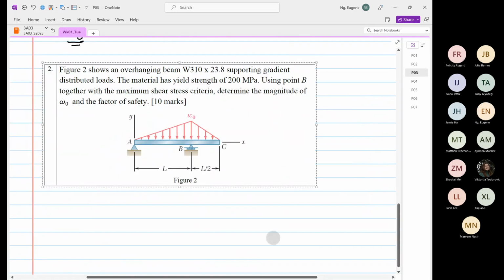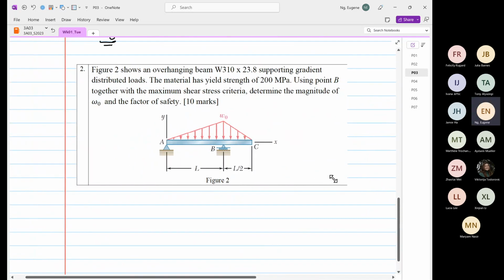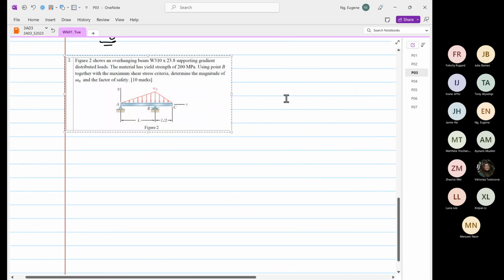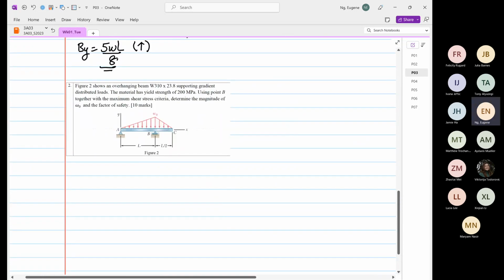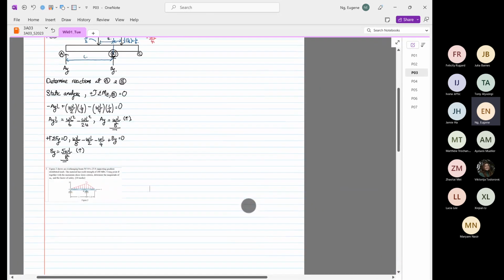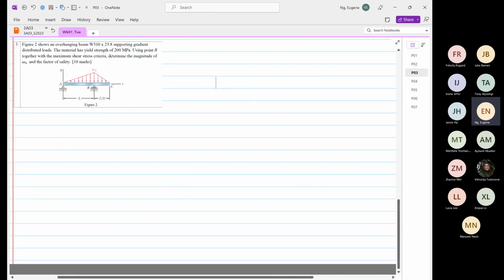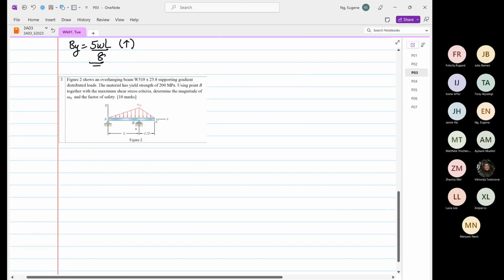Okay, so now we want to find whatever is going on at point B. In order to find the reaction, the shear force and the bending moment at point B, we are going to apply the integration method.